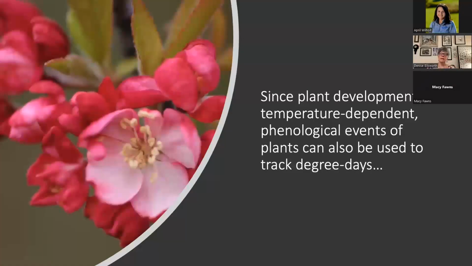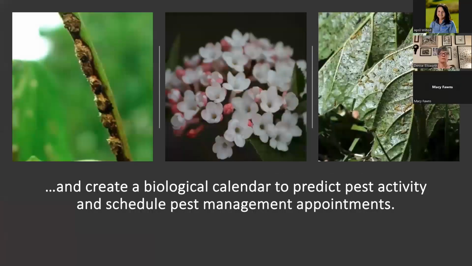So since plant and insect development are both temperature dependent, we can use these plant events to track degree days. So if we want to know how many degree days have accumulated, we could look at what's in bloom and have that resource of how many growing degree days are associated with that event. But also to predict what insects are active. So to create this biological calendar to predict pest activity and schedule our pest management appointments.